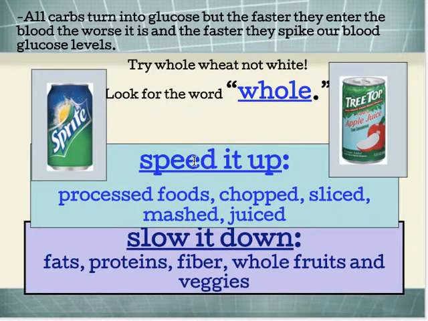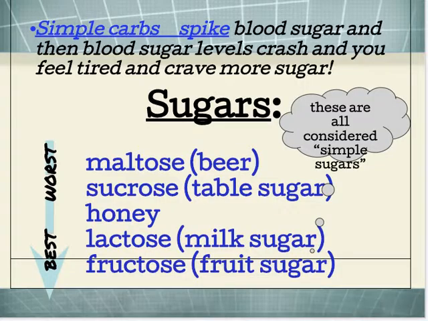Speed up, if they speed up the process, like processed foods are chopped or sliced or mashed or juiced, like this is apple juice, that speeds it up. Slows it down are fats, proteins, fibers, whole fruits, and vegetables. Simple carbs spike blood sugar, and then blood sugar levels crash, and you feel tired and crave more sugars. This is why on the day after Halloween, you feel jittery and yucky, and that's that sugar crash after eating all that candy and stuff from Halloween.